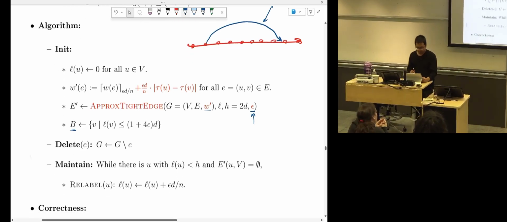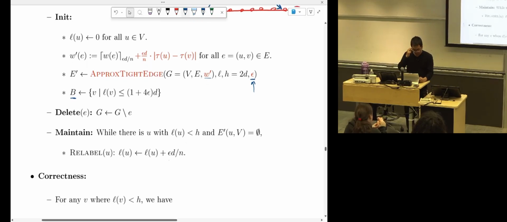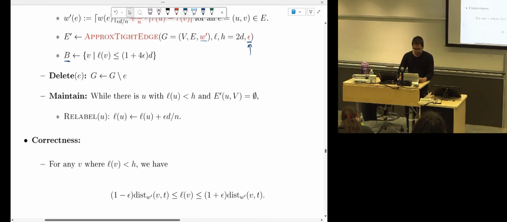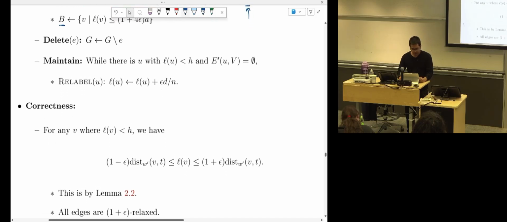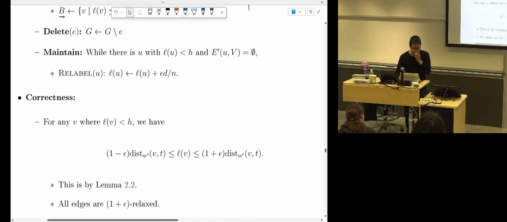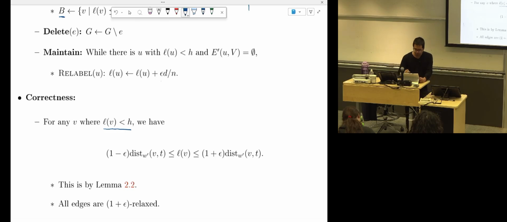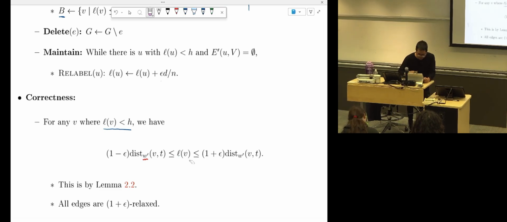So now let's see why this is good. First, I claim that for every node whose level is not maximum, the level of V is basically the distance from V to T with respect to W prime, not W.